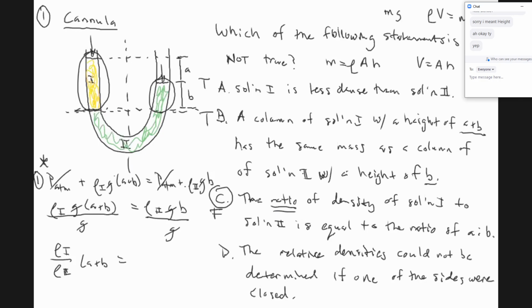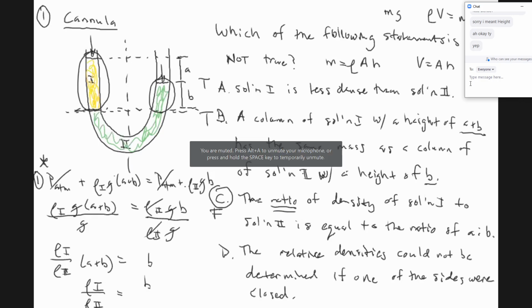I'll end up with B on this side, right? And then if I want to find the ratio of density of solution 2 to density of solution 1 by itself, I'm just going to divide by A plus B, that height.